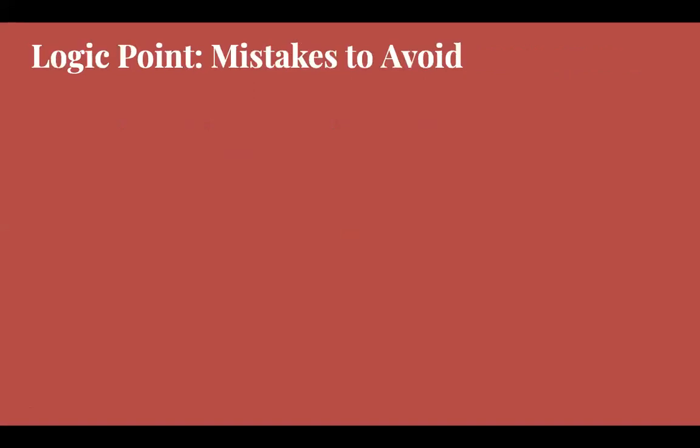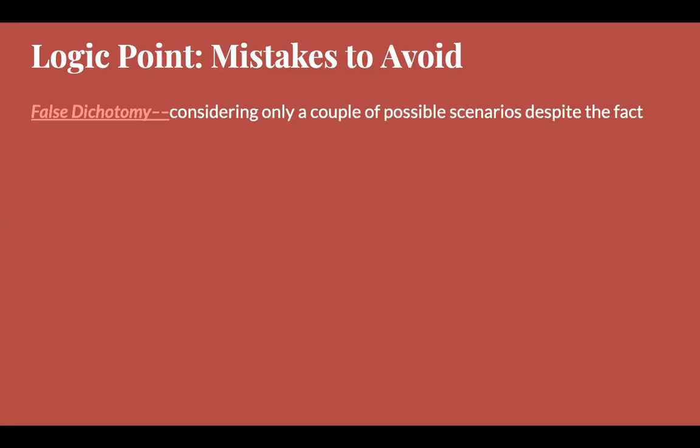Okay, so I also want to talk about some logic mistakes that I think are common in writing and how to avoid them. So I will give a general definition and then an example to illustrate it. So the first mistake to avoid is called a false dichotomy, or a false dilemma, or an either or error. And that happens when you're considering only a couple of possible scenarios, despite the fact that more than a couple exist.